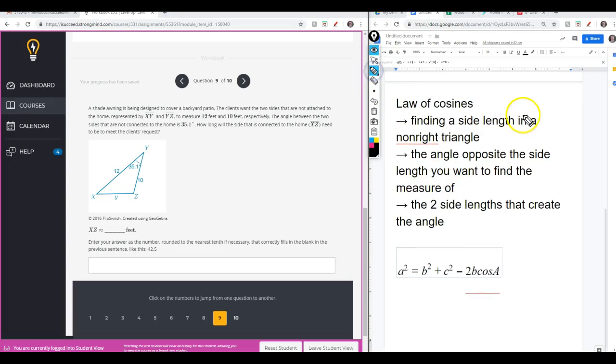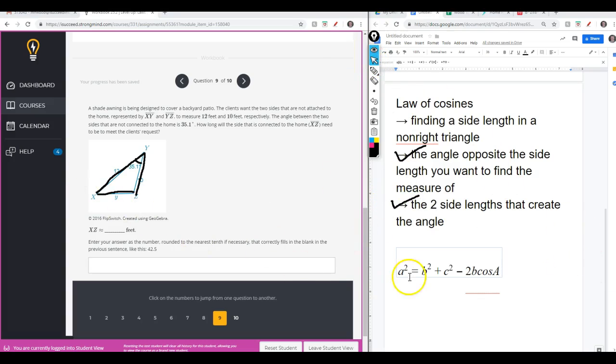So we're finding a side length in a non-right triangle, which we are doing. We have the angle opposite the side length we want to find the measure of, which we do have. We want to find the measure of little y, which is representing the segment XZ, and we have the angle opposite it. So we have that requirement, and then we have the two side lengths that create the angle, which are 12 and 10. So we have that requirement as well.